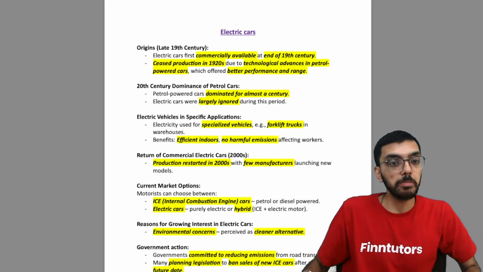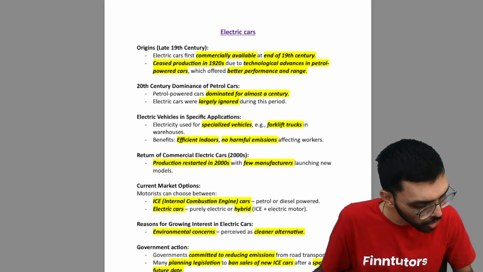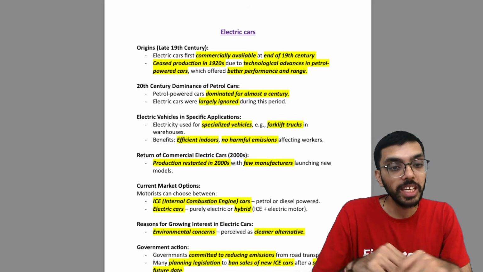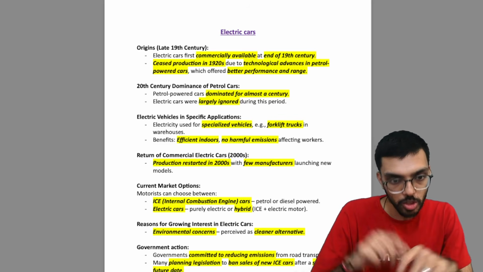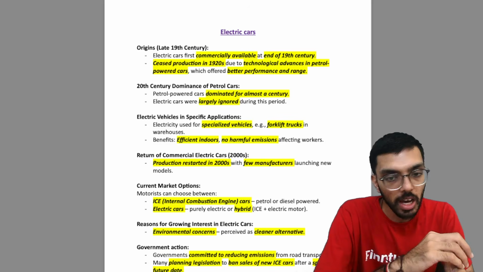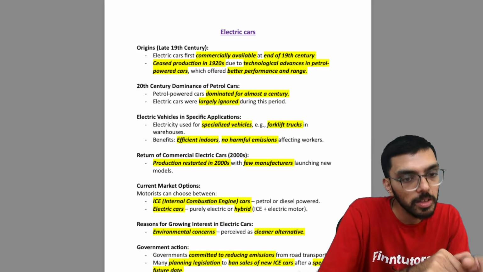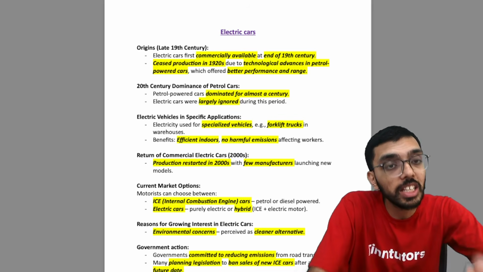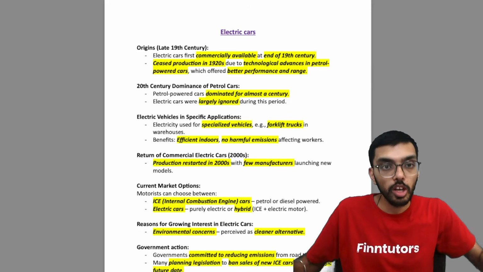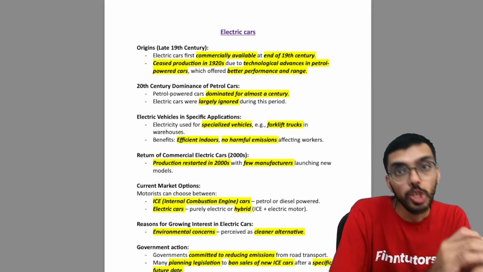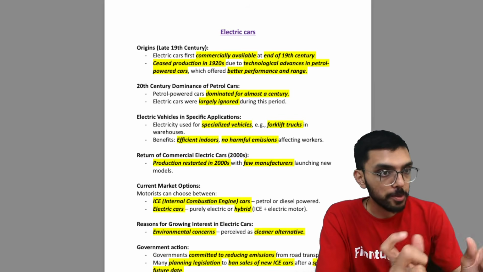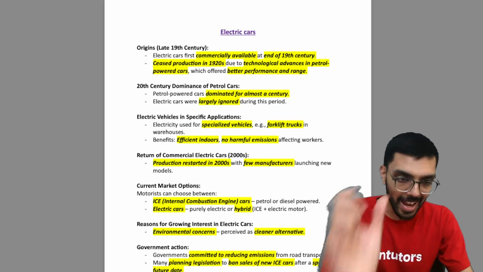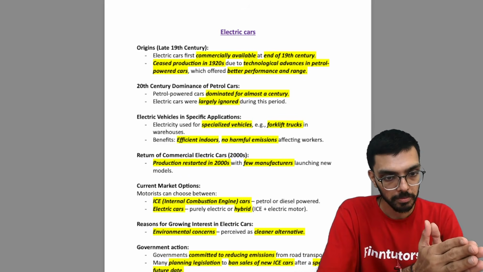Now if you look at the current market options, there are huge options available. Motorists can choose between internal combustion engines. Today if you go to buy a car, you can buy a petrol car or a diesel car, which is called ICE, internal combustion engine. You can buy an electric car, and under electric cars as well, there are multiple options. You can buy purely electric, you can buy hybrid. Again, we have spoken about both in the industry analysis. Hybrid is where there is a combustion engine and there is an electric motor, both.